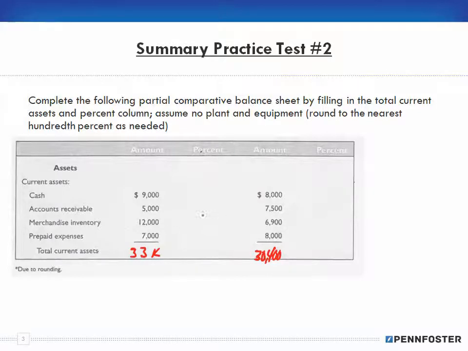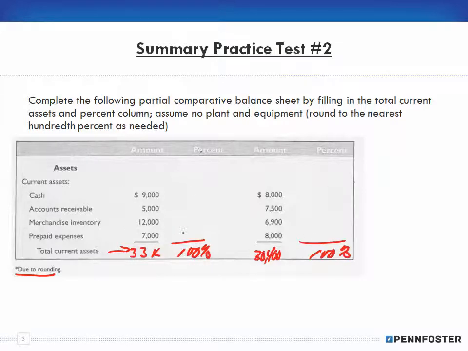Now remember that if this is going to be our base, then this should be 100%. You may end up having issues with rounding, so it doesn't necessarily have to come out exactly to that amount. I just wrote in 100%. The reason I'm talking about rounding is that the asterisk says due to rounding. If I figure out my percentages and add them all up, it's not going to come out to exactly 100%. It's going to be slightly off, and the same over here.